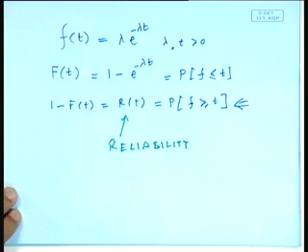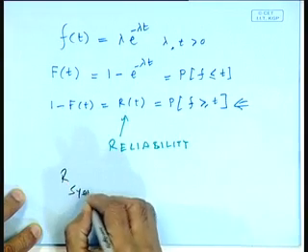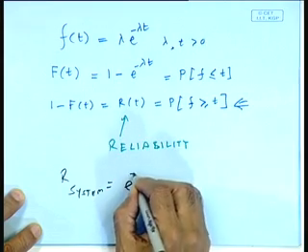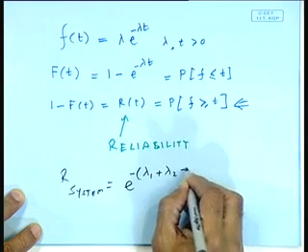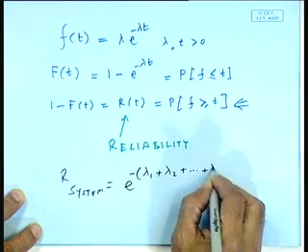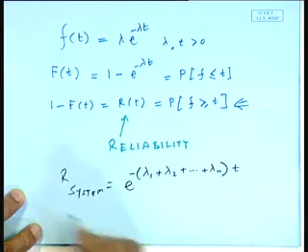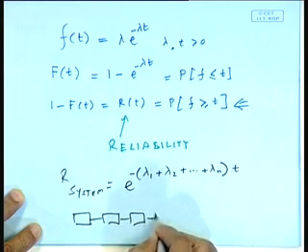And if a system is in series, then this reliability turns out to be R system. This turns out to be e to the power minus lambda 1 plus lambda 2 plus and so on, plus lambda n, multiplied by t. And this is going to be for a system that has components which are connected in a series.